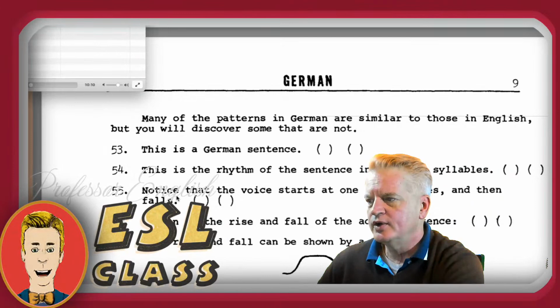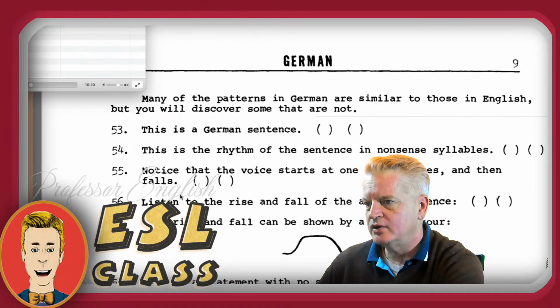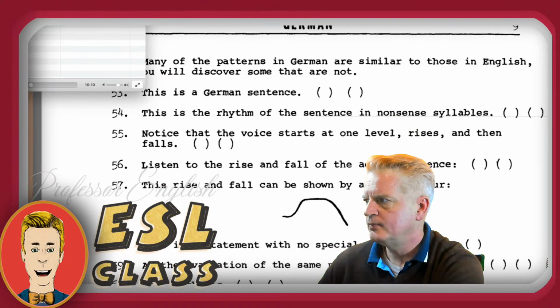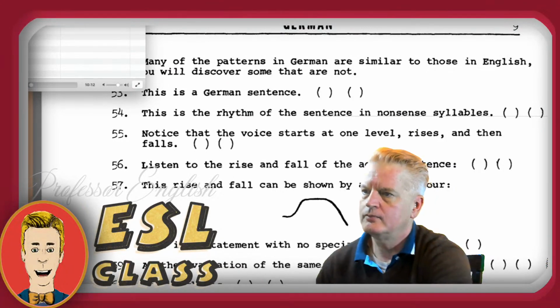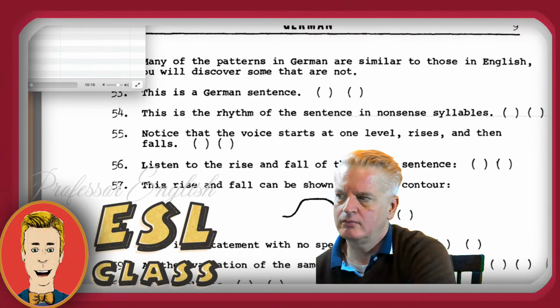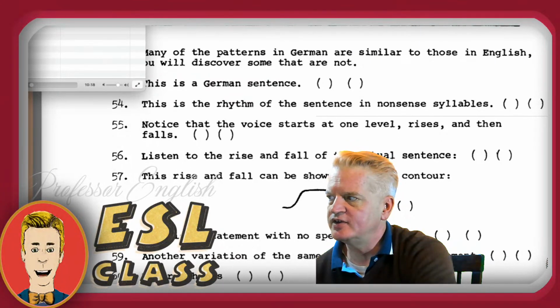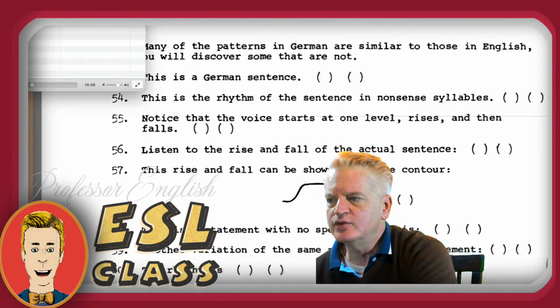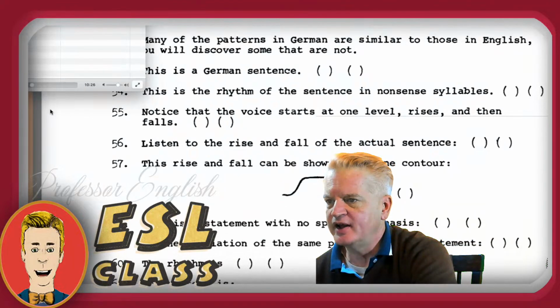55. Notice that the voice starts at one level, rises, and then falls. Da da da da da. 56. Listen to the rise and fall of the actual sentence. Das ist das Hotel. Das ist das Hotel. 57. This rise and fall can be shown by a line contour. Das ist das Hotel.